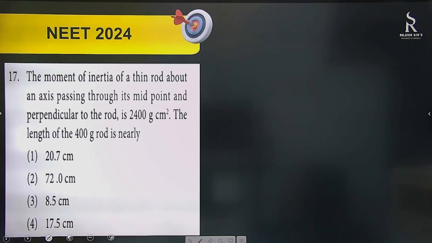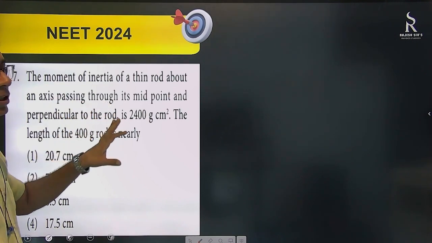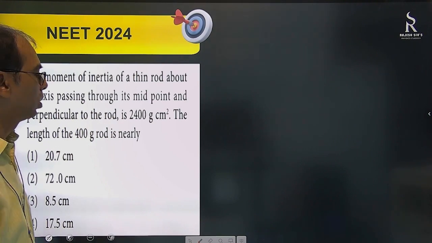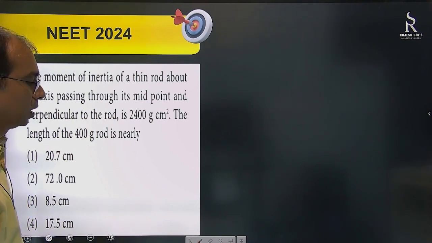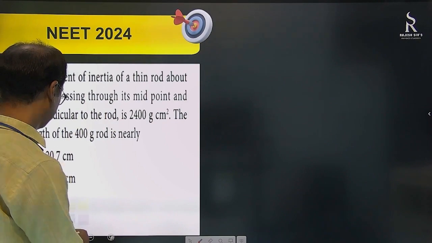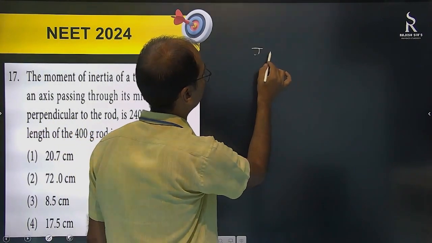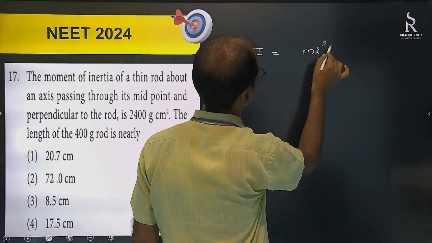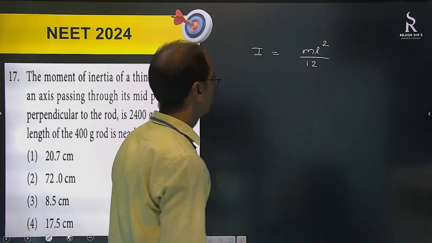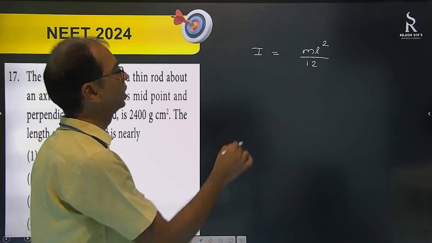The moment of inertia of a thin rod about an axis passing through its midpoint and perpendicular to the rod is 2400 gram centimeter square. The length of the 400 gram rod is asked. Okay. So moment of inertia about an axis passing through the midpoint and perpendicular to the rod. So moment of inertia is what? ml square by 12. Right. So moment of inertia here is ml square by 12 for the rod. And its value is given, 2400 gram centimeter square.